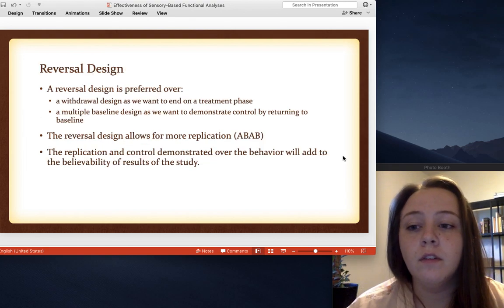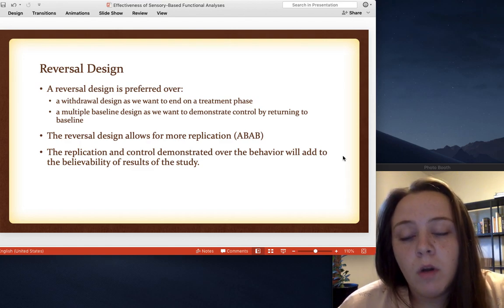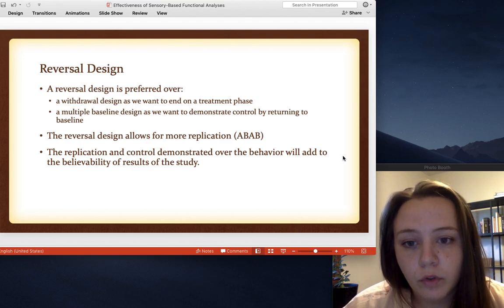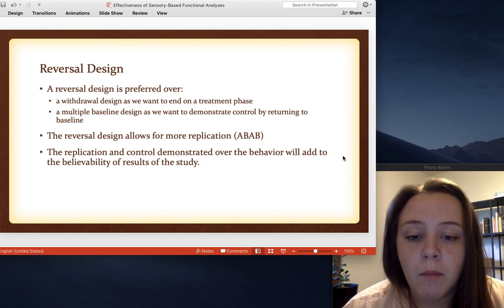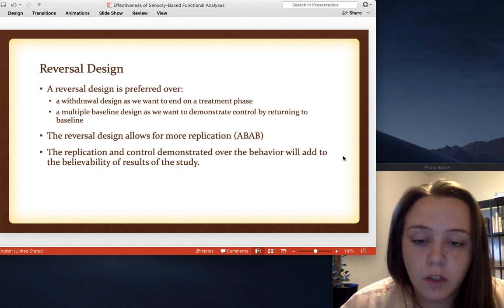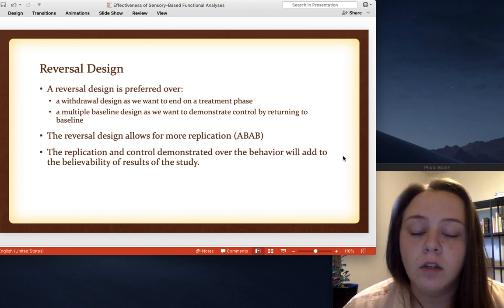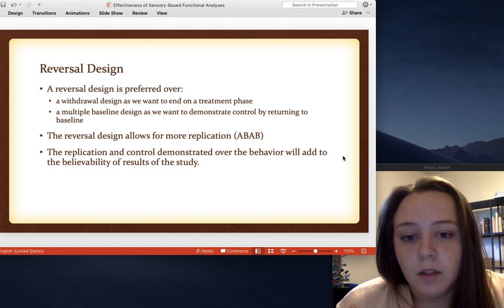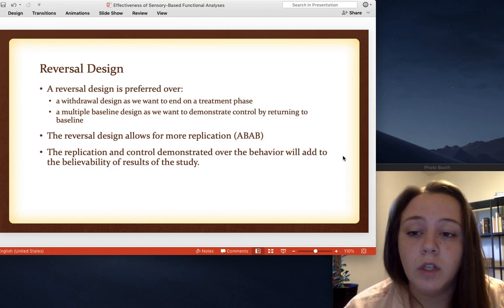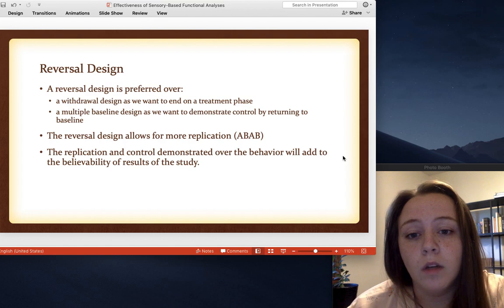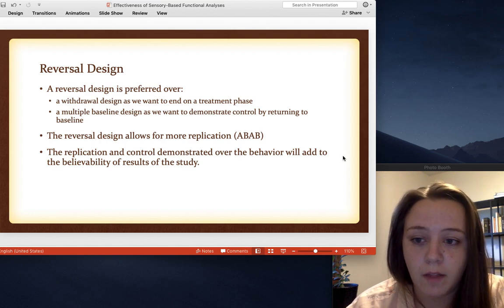And then a reversal design. In this case, we wanted to use a reversal design over the withdrawal, as we want to make sure we're ending on a treatment phase. Anytime that we're looking at that self-injurious behavior, we would likely want to end on a treatment phase, and especially if it's very dangerous. But just in general, if we're decreasing problem behavior, you want to make sure that you have treatment in place at the end.